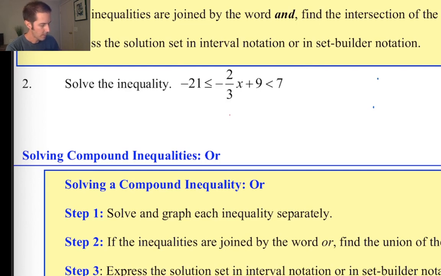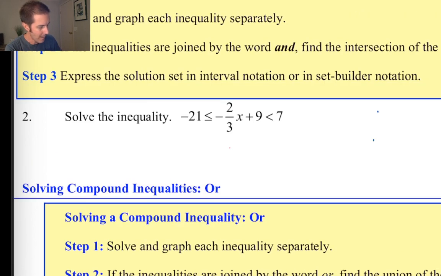So let's see. The first thing I'm going to do is get rid of this 9 that's in here. So let's subtract 9 from all three regions. 21 minus 9 makes negative 30. That's less than or equal to negative 2/3 x. We've subtracted out the 9, so that's not there anymore. And it's strictly less than 7 minus 9 makes negative 2. And if you want to put a little note here that we subtracted 9 from all three regions, you could do that.